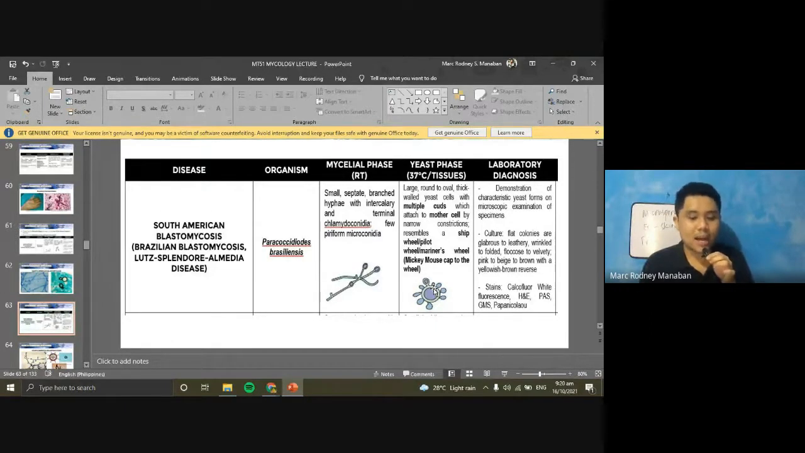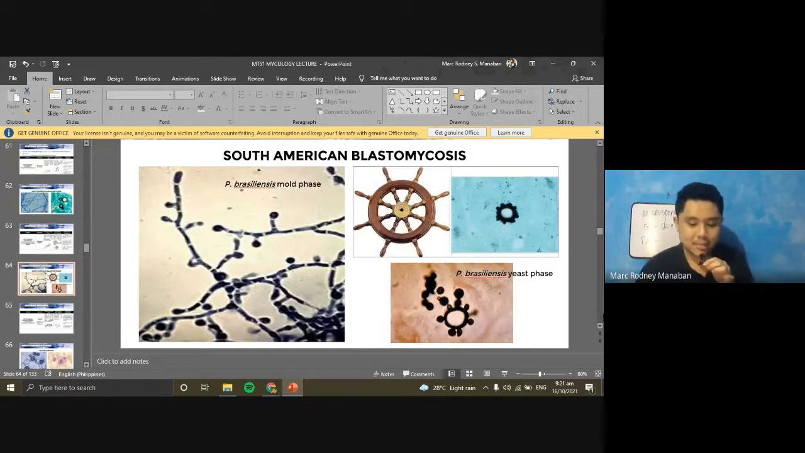Alright? Okay, so that's for Paracoccidioides brasiliensis. So again, mariner's wheel, pilot wheel, right away, press the buzzer. Mickey Mouse cap to the wheel, again, for Paracoccidioides brasiliensis. So here's an example. As you can see, chlamydospores, P. brasiliensis. And you have the yeast phase, mariner's wheel, or pilot wheel. There's a Mickey Mouse, there's a hidden Mickey, charot, okay? So that's for P. brasiliensis. Mariner's wheel, pilot wheel, press the buzzer, for Paracoccidioides brasiliensis.